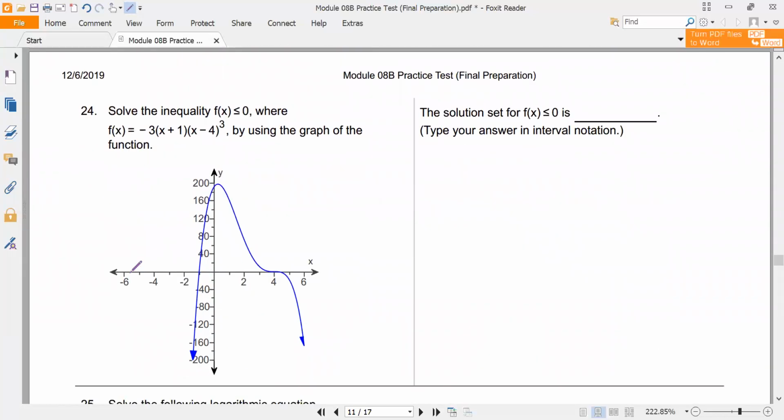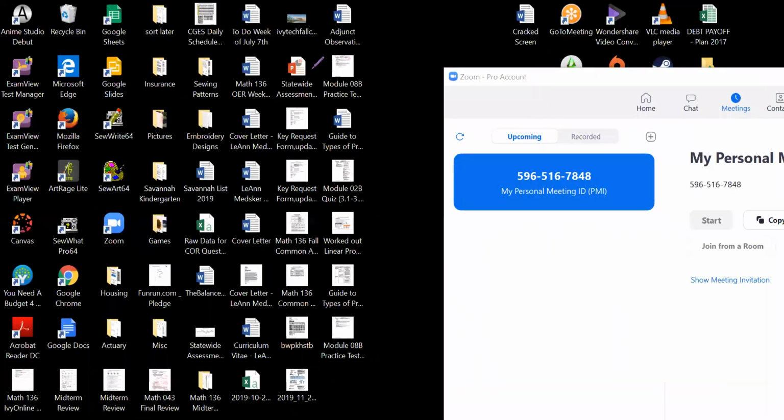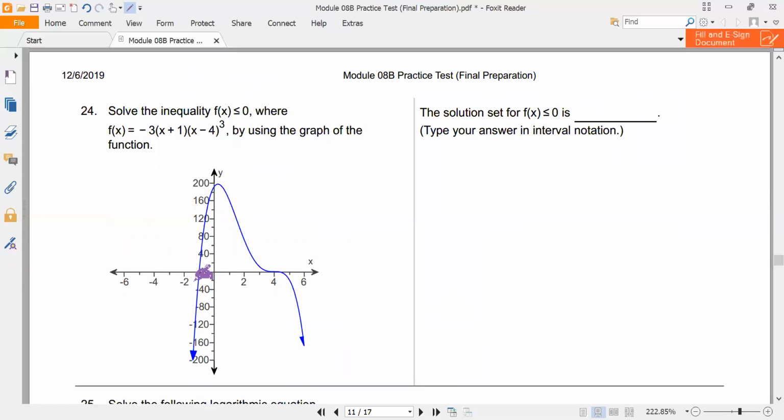Okay, number 24 says solve the inequality f of x is less than or equal to 0, where you've been given this factored polynomial, and all you got to do is the graph. What this says is when are your y's less than 0 or equal to 0? Well, that means when are you hitting the x-axis and where are you negative? So if you think about the number line, breaking it up, anything from here to here on the x-axis, we have negative y's or a 0 y. We also have that from here on.